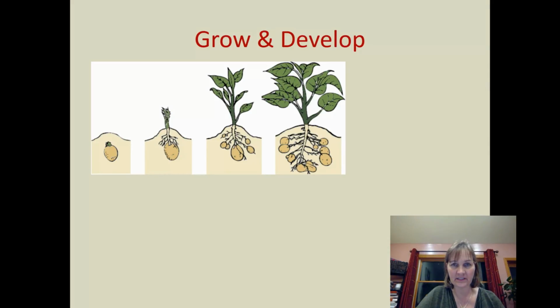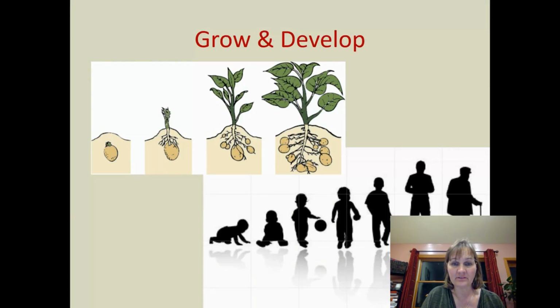You know, just like this potato plant here, if it didn't grow and develop, it would just be a potato. It'd be one potato. But as you see, as it grows and develops, it has multiple potatoes. Okay, and as people, I mean, if we didn't grow and develop, we'd all be crawling around on the ground for the rest of our lives. But we do. We grow and develop. We mature our bodies physically as well as mentally.